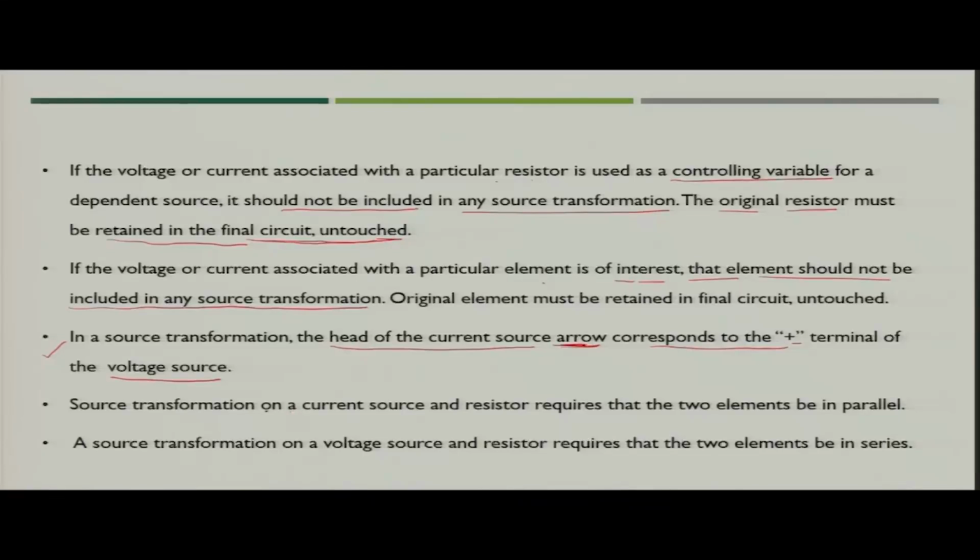Source transformation of a current source and resistor requires that the two elements be in parallel, and source transformation of a voltage source requires that the resistor be in series with the voltage source. So, these things which we have discussed, we should keep in mind while we do voltage or current source transformation. So, with this we close today's session.